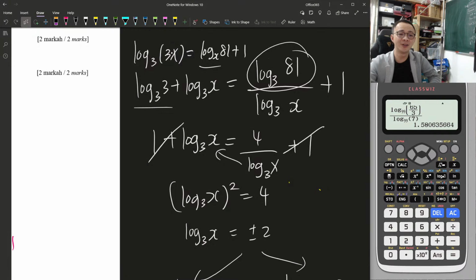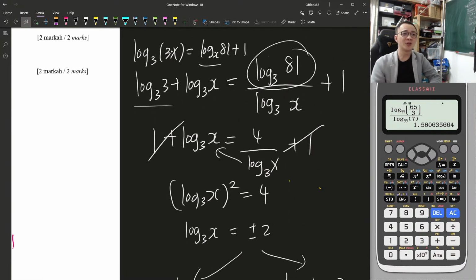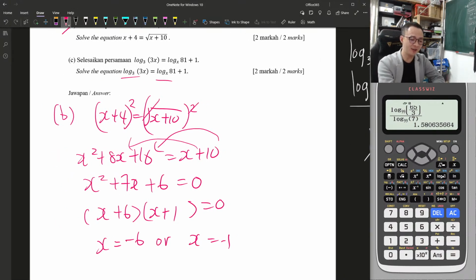Alright, so yeah, I hope this log question makes sense to you. If you want to change the log 3 to the log base x, also can. But in this case, I just think changing to the log base 3 will be easier. And yeah, this is 2 marks. We're done.